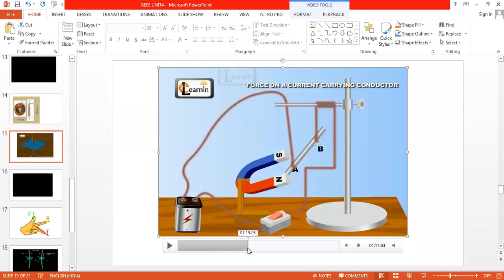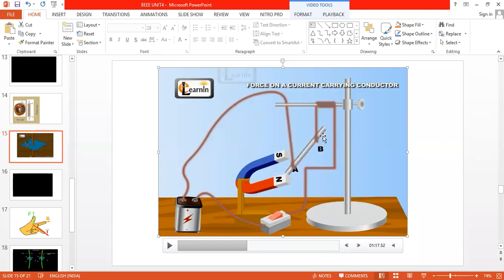What have you observed, anyone? Once again, I'll forward this. You see, when current flows through the conductor, that conductor changes its position automatically. It experiences a force. You see the conductor now. Current is flowing. All of you observed that change, the movement in the conductor? Yes, sir.